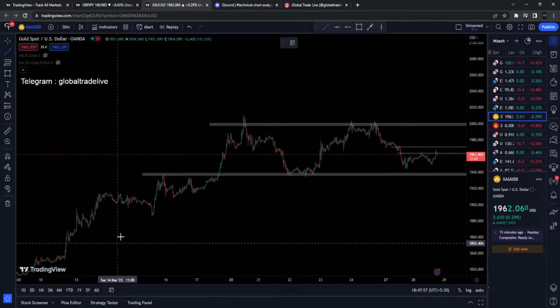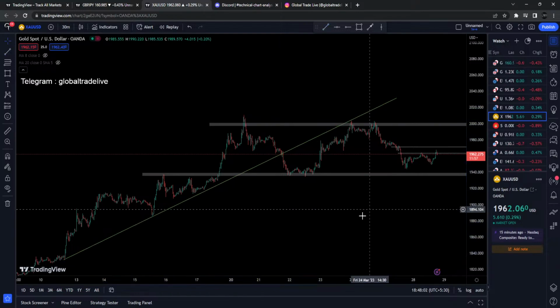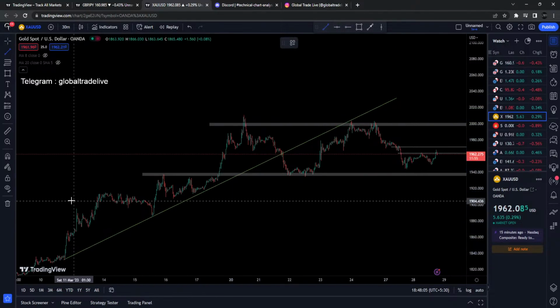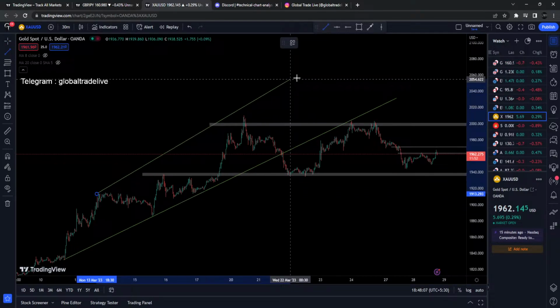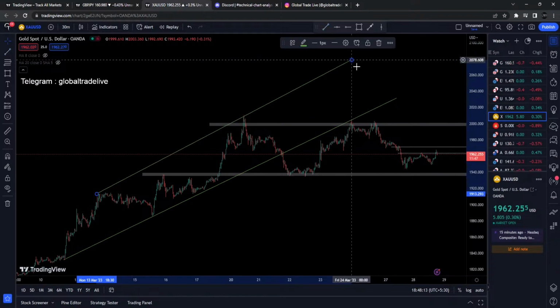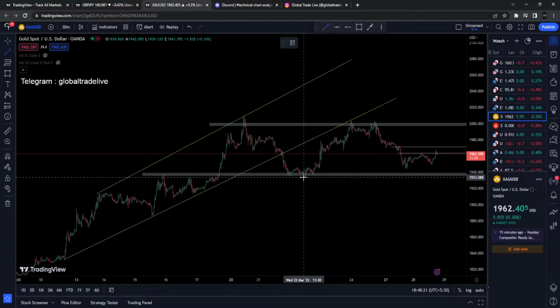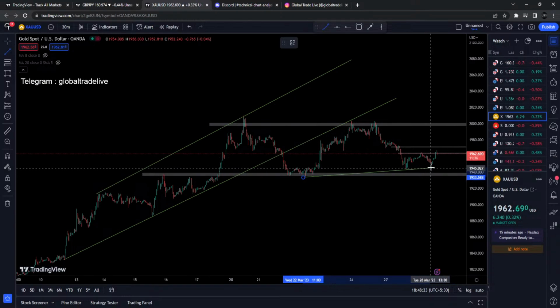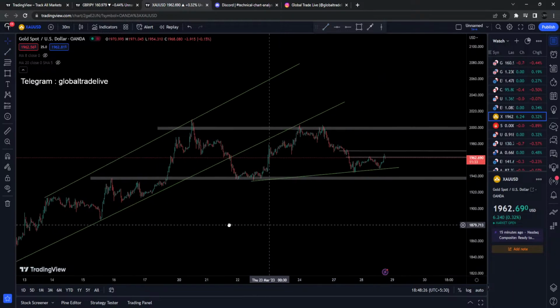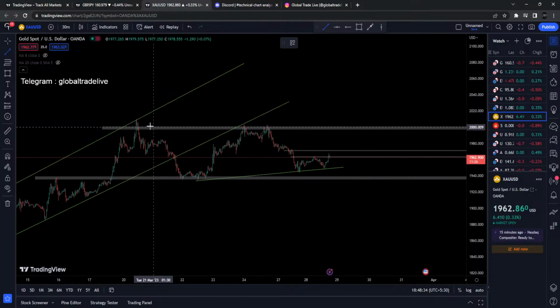So if we look at the trend lines, the market was moving pretty good inside these channels over here. Then it went up and it rejected that area, and after that it started to move again, but the trend is pretty weak right now. It's pretty weak.